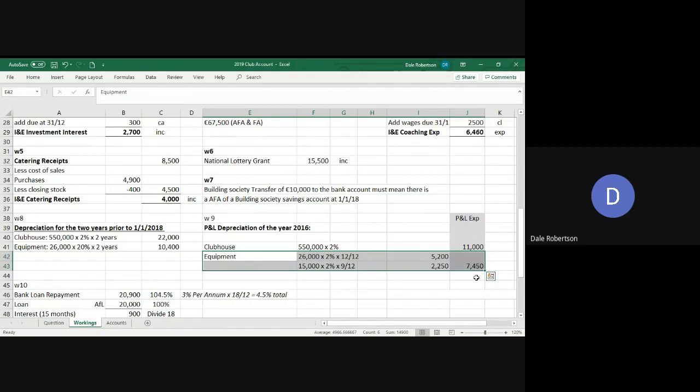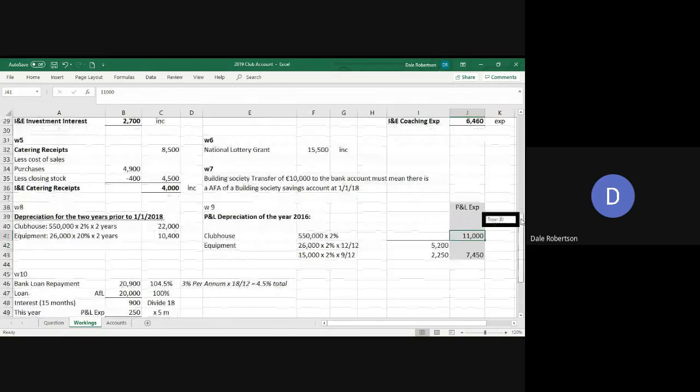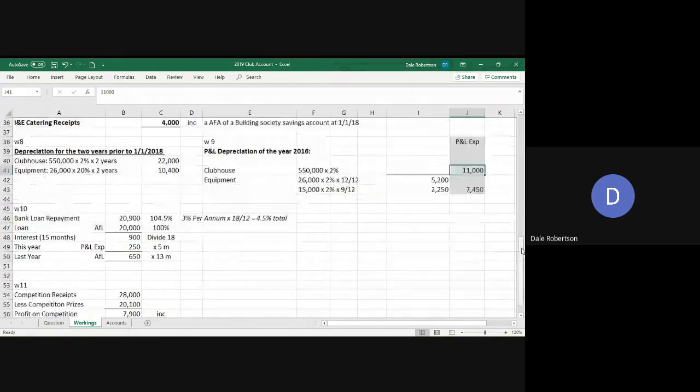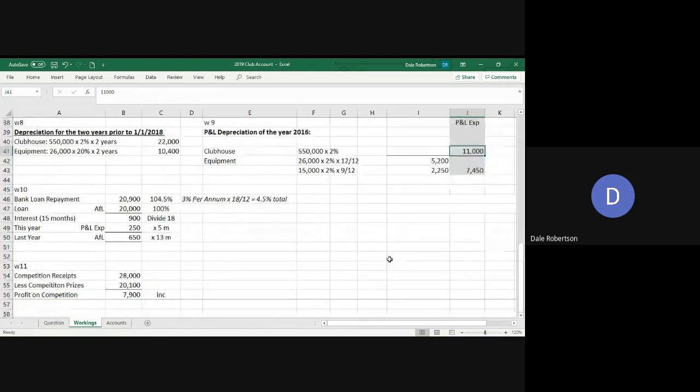Now, it's worth noting when we get to the balance sheet, you're going to have to add together the previous depreciation of 22,000 and then this year's depreciation of 11,000, and that will give you 33,000 accumulated depreciation in the balance sheet at the end of the year. Similar process for equipment. That's note number 7 dealt with, and indeed that's all of the end of the question notes. And then we just go back into the question, into the bank account, and there are two small things that need to be dealt with in the bank account.